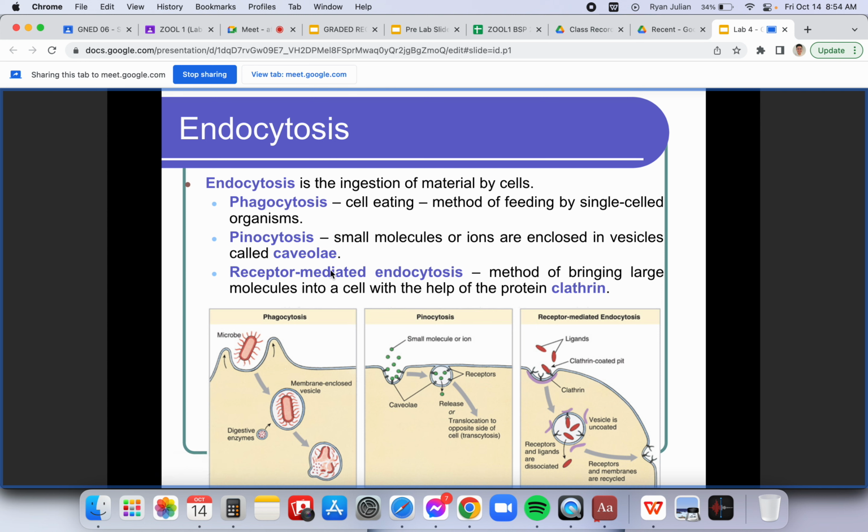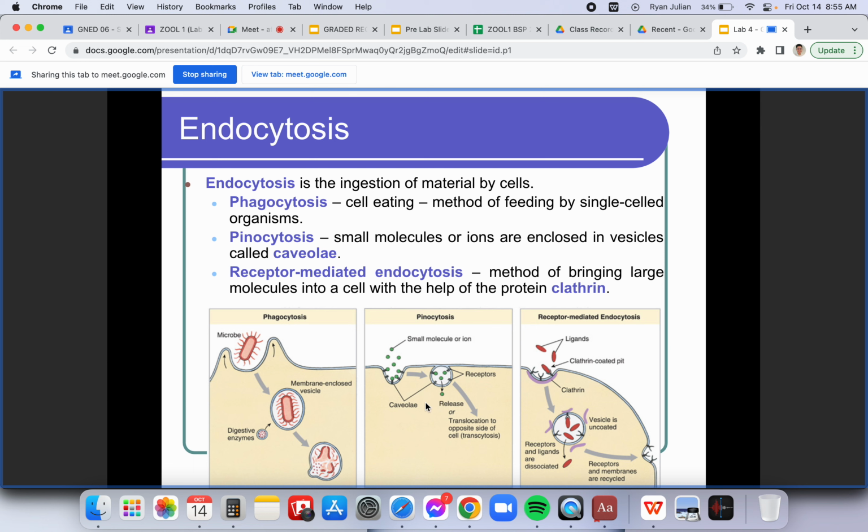So what about pinocytosis? This is where small molecules or ions are enclosed in vesicles called caveolae. This is the small vesicle that I am talking about, and with the aid of caveolae, it allows the molecules to be enclosed by it, using receptors and translocation to the opposite side of the cell in the form of transcytosis. When we say translocation, this is the movement of one molecule of a cell to another region of the cell.